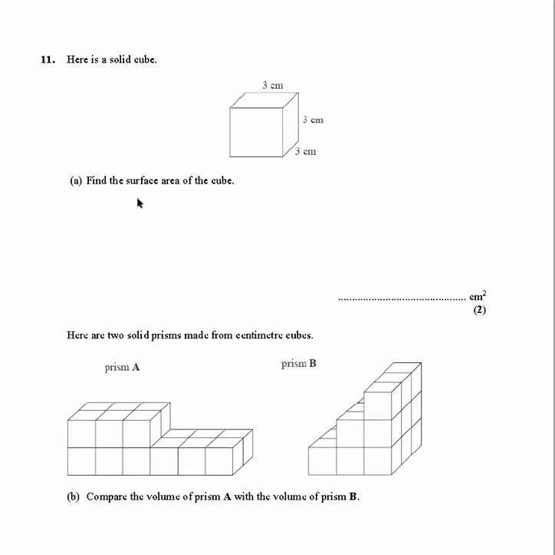Here's a solid cube. Find the surface area of the cube. Now the surface area is literally what it says, the area of the surface. And this cube is made up of 6 faces. Think of a dice. And they're all the same. And they're all squares. And you know how to find the area of a square. That's 3 and that's 3. So you can find the area of one face. And you know how many faces it will have. So using that information, you can work out the area of the whole surface.